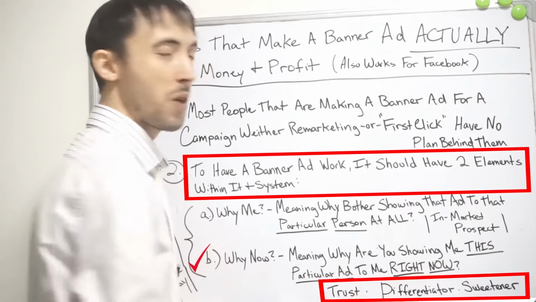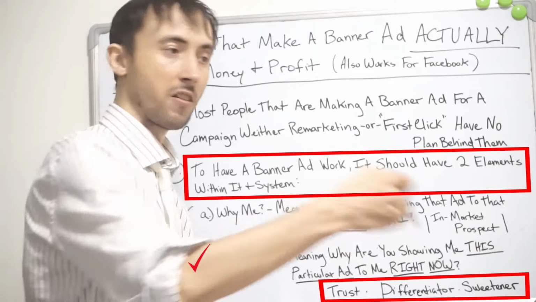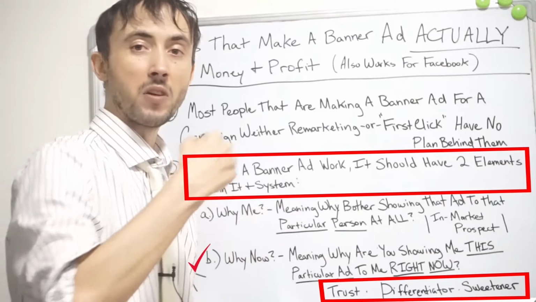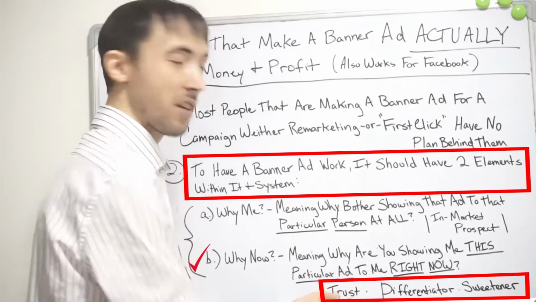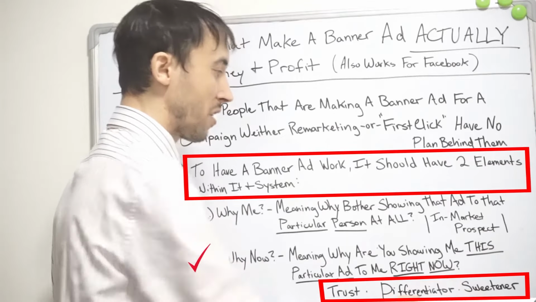Depending on what stage of the buying process or sales cycle people are in, and just in general where that person's mind is, the trust ad might get them, the differentiator might get them, the sweetener may get them.